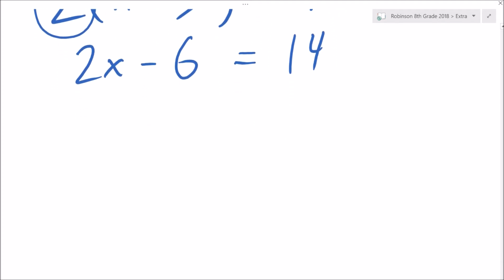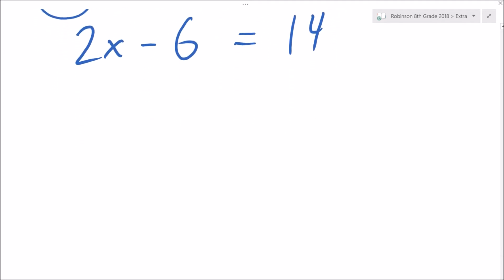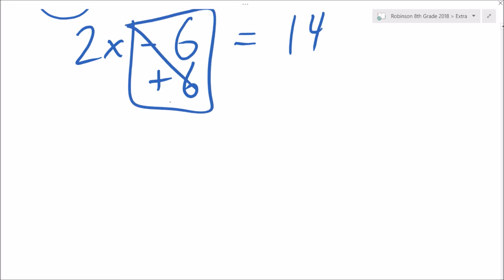Once we've distributed, this will turn into a nice two-step equation for us. So what we're saying right now is I have a number, multiply by 2, subtract 6, and get 14. So I need to go through those doing the opposite order of operations and the inverse operation. So I need to add 6, because that was the last thing I was going to do, was subtract 6. I add 6 to both sides.